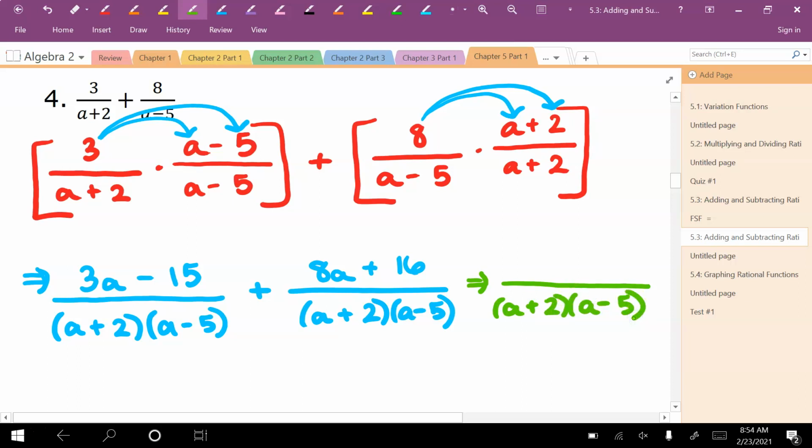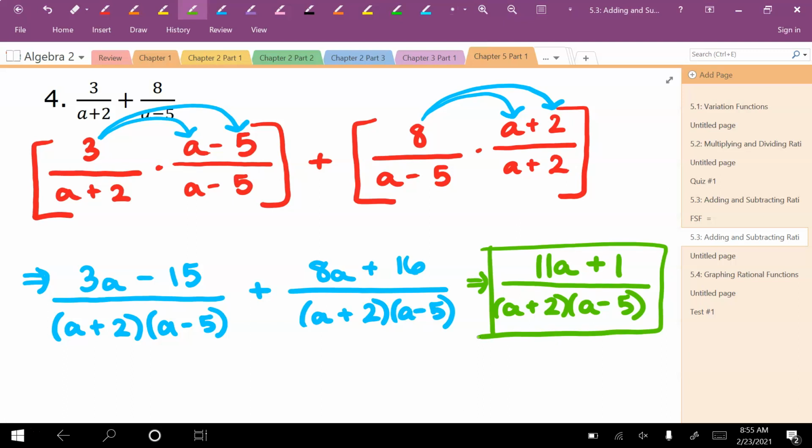What is my top going to say when I combine like terms? What would be 3a plus 8a? Good, 11a, and then you're going to have plus 1, because negative 15 plus 16 is going to be positive 1. Okay, and there's nothing we can do there. I can't factor anything out of the top, because 11 and 1 are only going to have a 1 in common. And I don't want to do that. It would be a wasted step. So you leave your answer here.